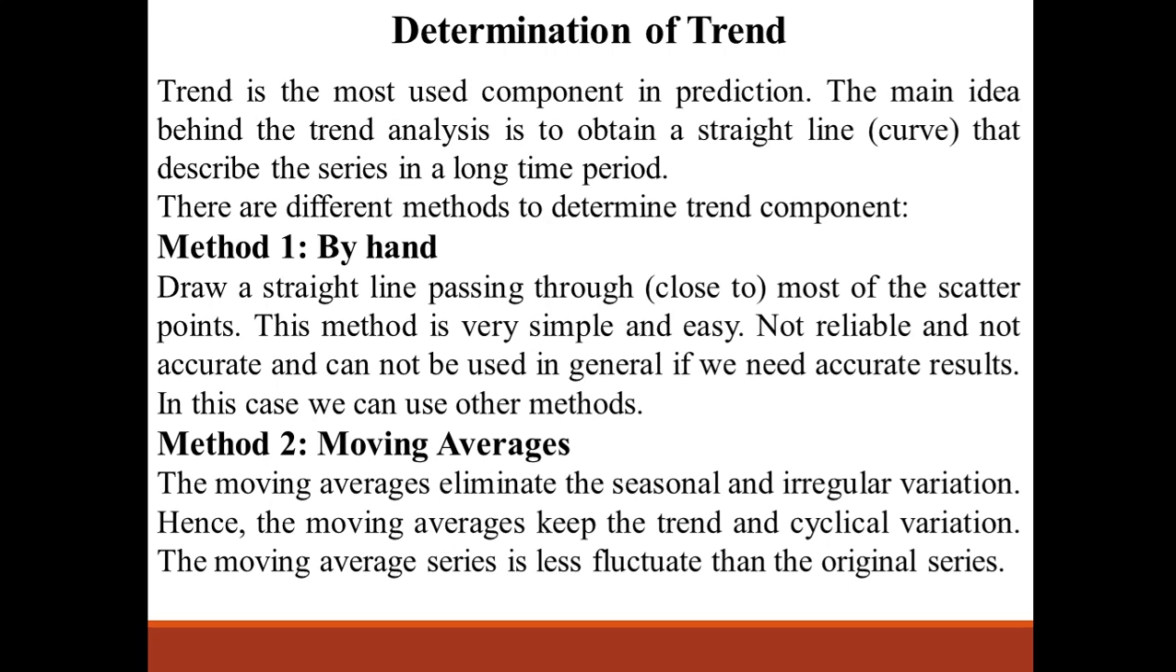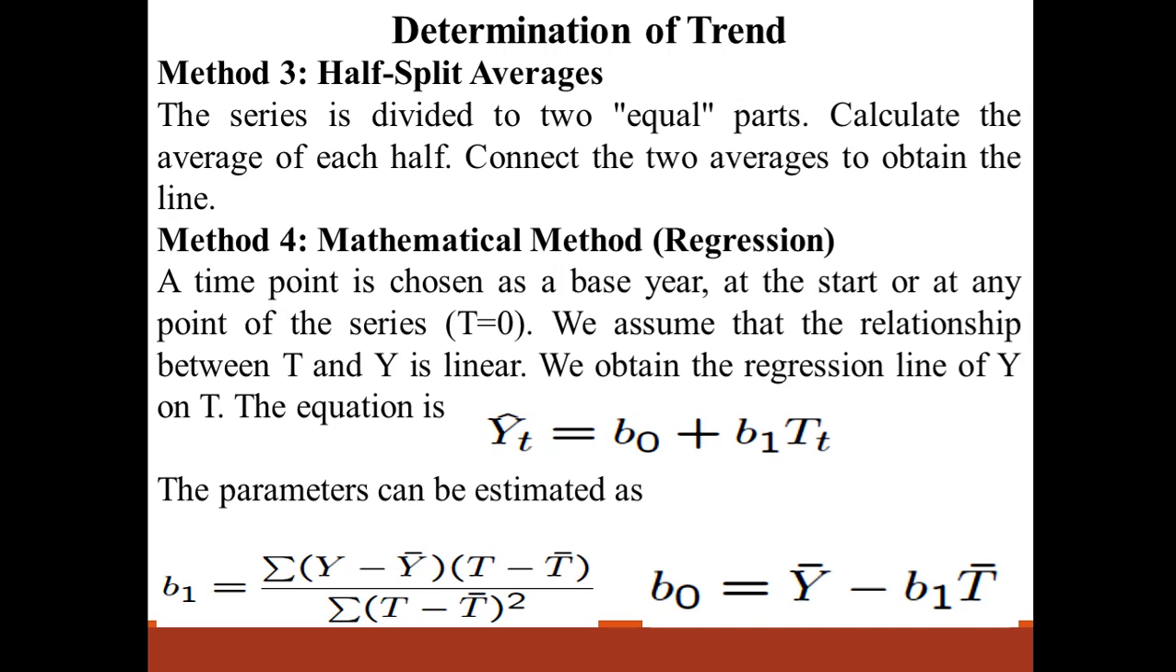Method number 2 is the moving average. The moving average eliminates the seasonal and irregular variation, hence it keeps the trend and cyclical variation. The moving average series is less fluctuating than the original series. Method number 3 is half split averages. The series is divided into 2 equal parts. Calculate the average of each half and connect the 2 averages to obtain the line. Number 4 is the mathematical method. We will use the regression method.